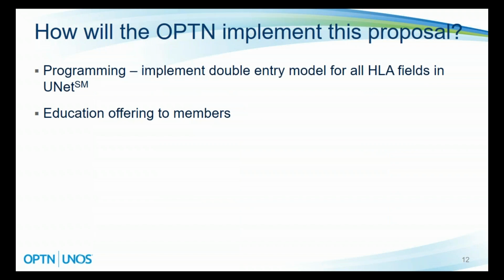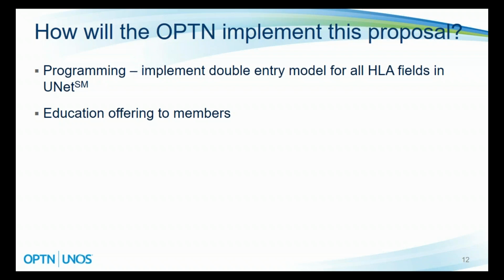So how will we implement this proposal? First, the OPTN is going to program and implement this double entry model for all the HLA fields into UNet. And I should note that they're also doing some other behind-the-scenes programming that I don't know if many of you noticed, but if you were scrolling over the match run page, not intentionally, and you moved over the HLA typing and just hit that field and scrolled down, you could actually change the HLA typing on the match run page.